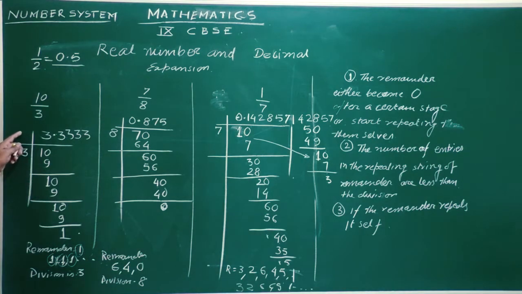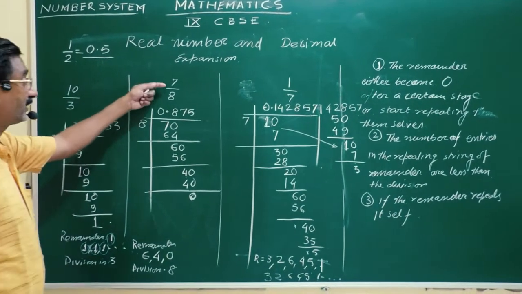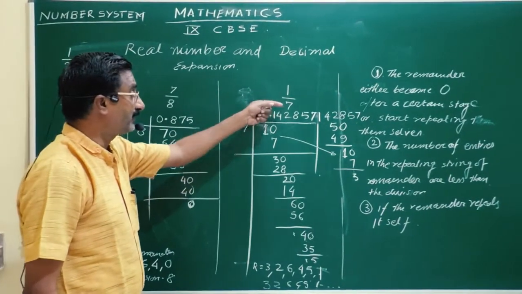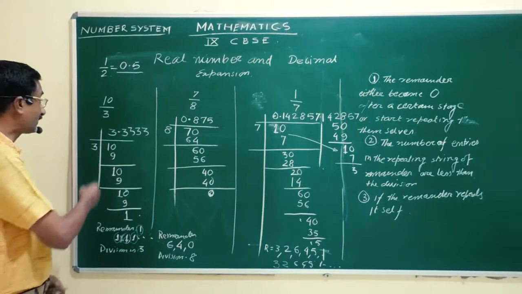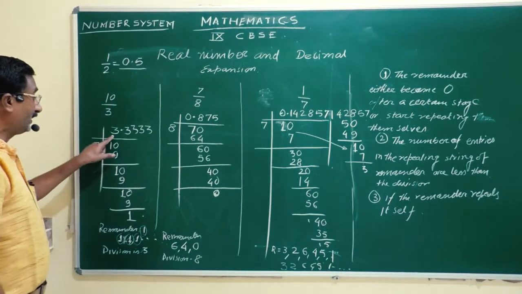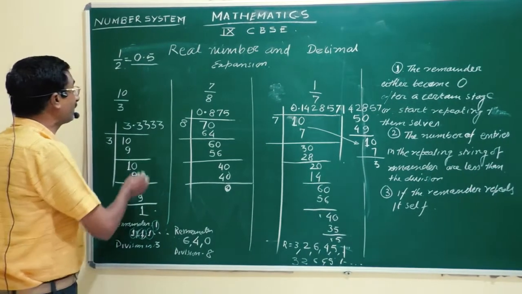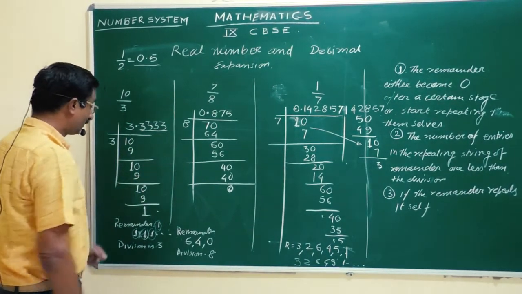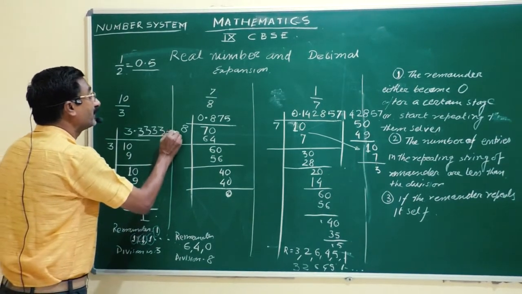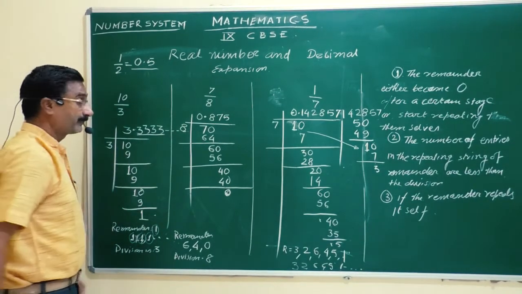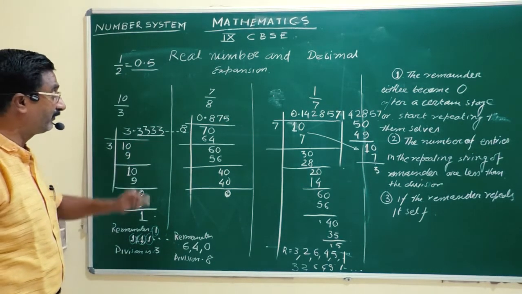So what you can conclude from these three: the first case is 10 by 3, the second case is 7 by 8, and the third case is 1 by 7. We have taken three different cases. In the first case, you can see 3.3333, so a constant remainder is going on. The remainder is 1, 1, 1, 1, but it is non-ending. This goes on up to infinity. This will be 0.3, 0.3, 0.3, 0.3 up to infinity.